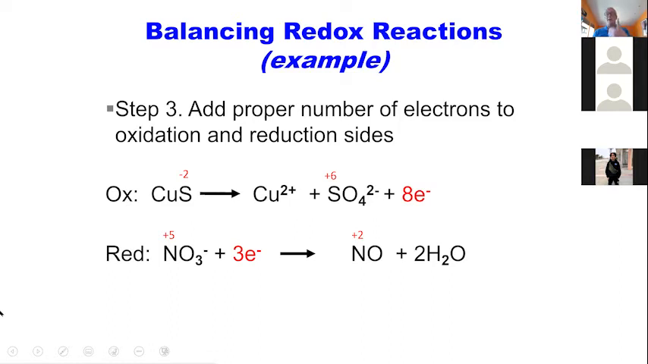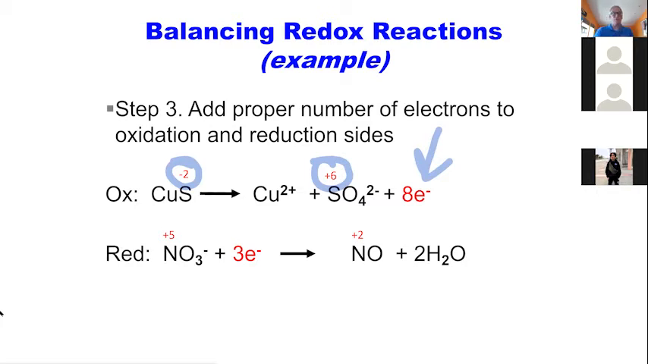We have to figure out how many electrons are involved in our oxidation and our reduction. Like I said, sulfur is the one being oxidized. It went from -2 to +6. That's a total of 8 electrons that it lost. And that is a product, because when it loses the electrons, they go somewhere else. So they go on the product side. So we have to add 8 electrons on the product side.